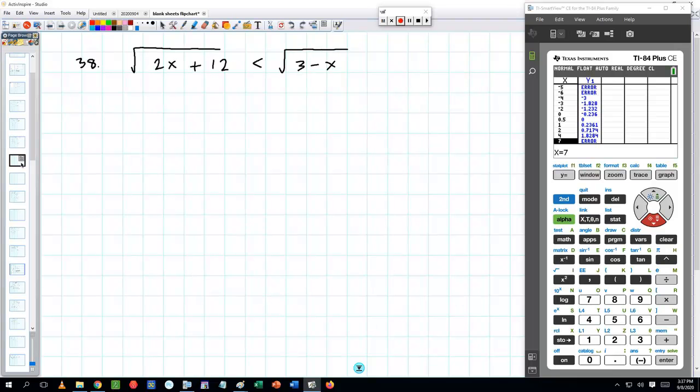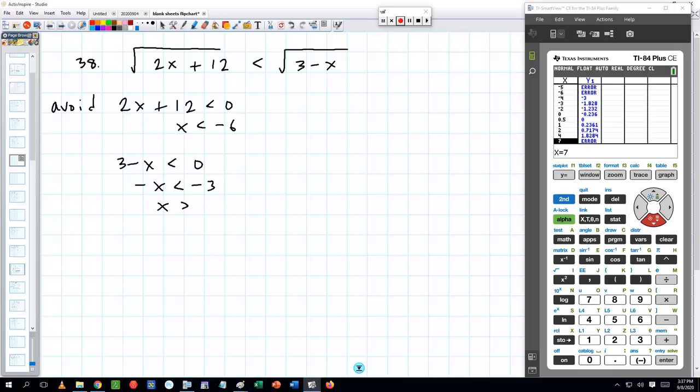Number 38. We must avoid 2 different regions here. Avoid this being less than 0. Subtract your 12, divide your 2. Subtract your 3, do a sign change, divide by negative 1, flip the direction of the inequality. So to the left, just like on that last problem, we're avoiding something, and to the right, upside, we're avoiding something. Find the other critical point, or points, by setting this equal.